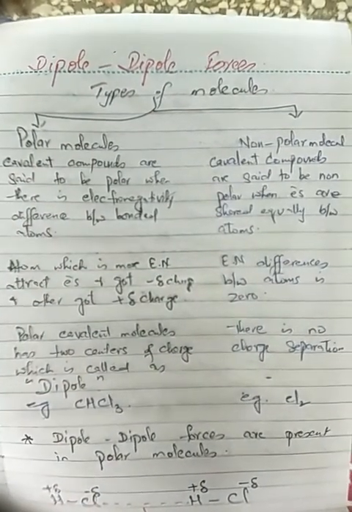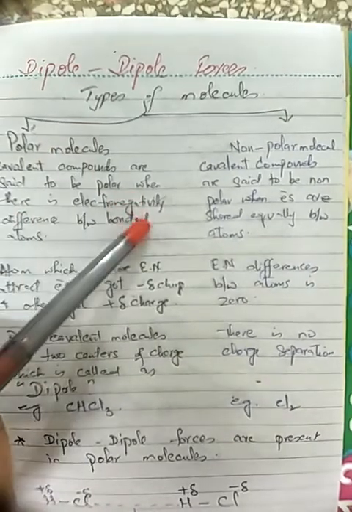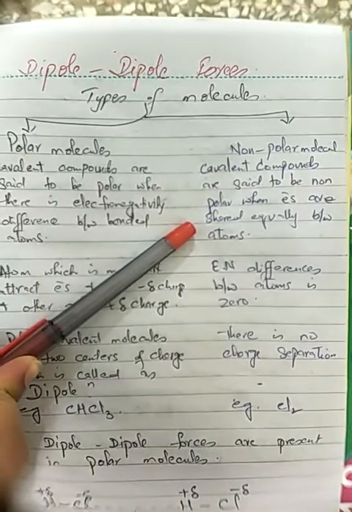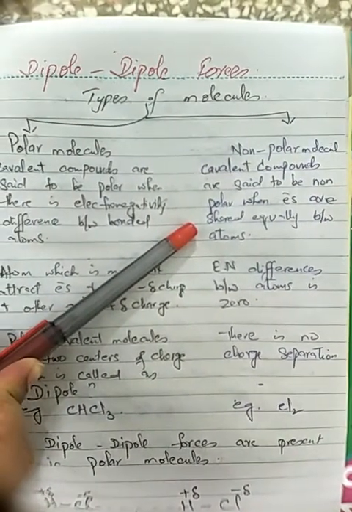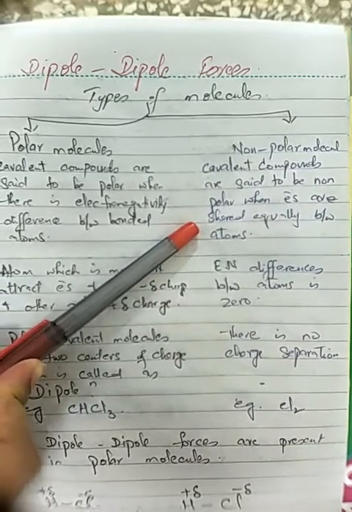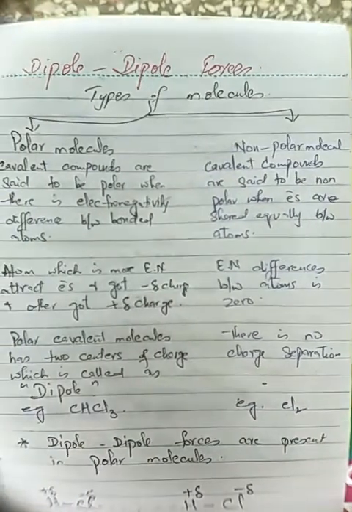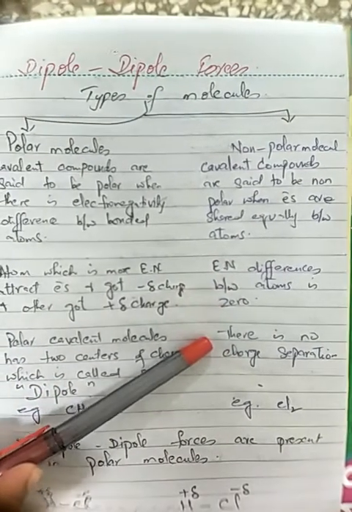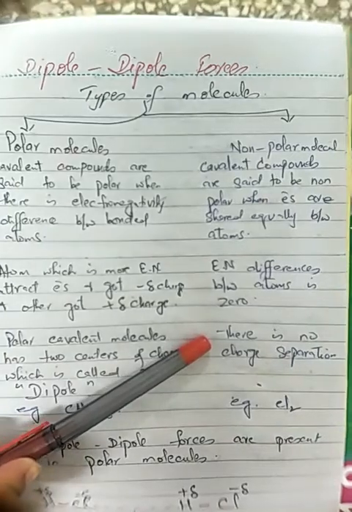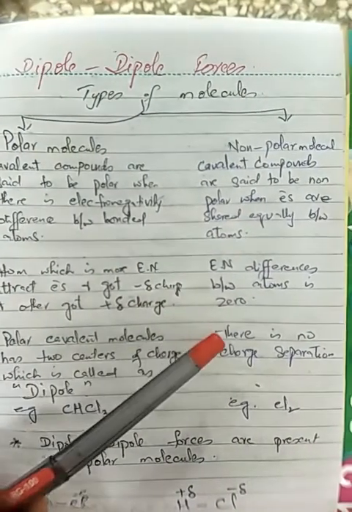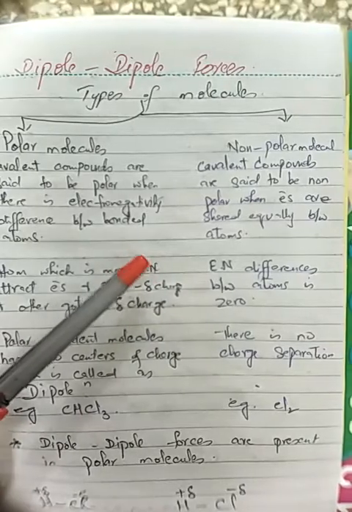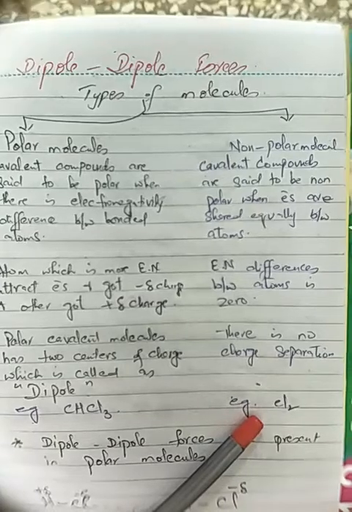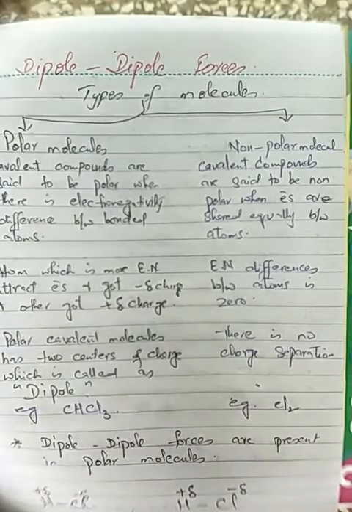Second is the non-polar molecule. Covalent compounds are said to be non-polar when electrons are shared equally among atoms, when there is no electronegativity difference or a very slight one. The electronegativity difference may be 0 or very low. Then there is no charge separation in non-polar molecules. For example, Cl2, Br2, F2 and other non-polar molecules.